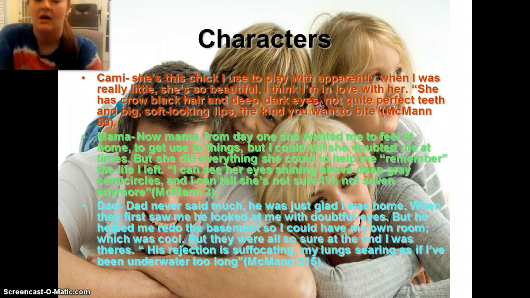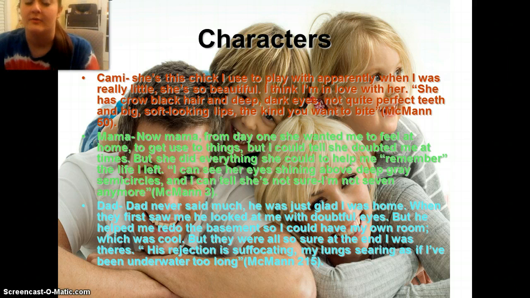Cammy is Ethan's girlfriend at the end of the book. In the beginning, they're just friends, and she lived down the street from them for a long time before he was abducted, and they used to play when they were little kids. But he's really in love with her. Throughout the book, you'll see, before they start getting together, how much in love he is with her.